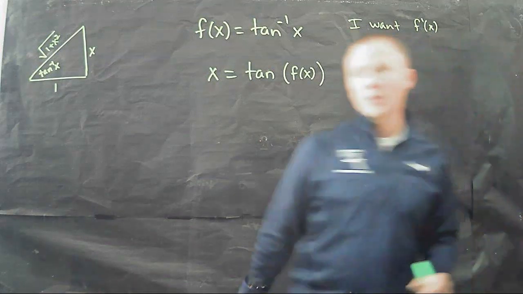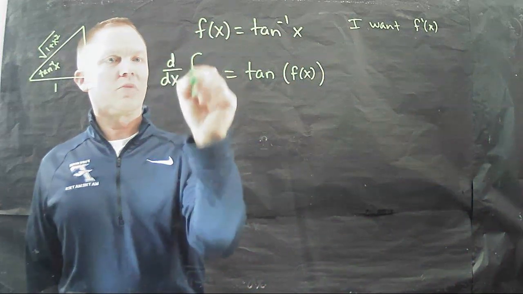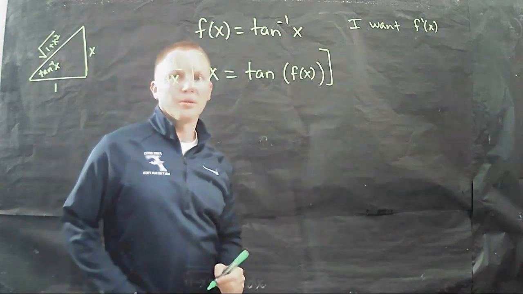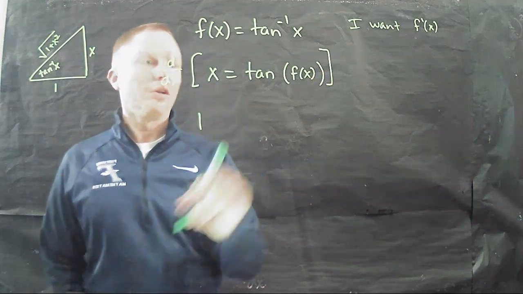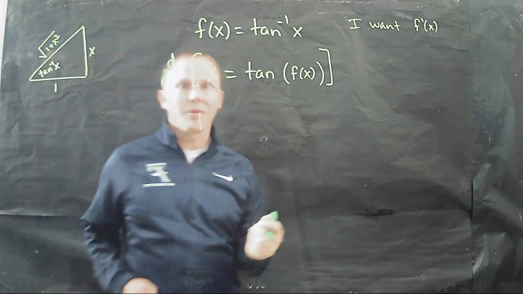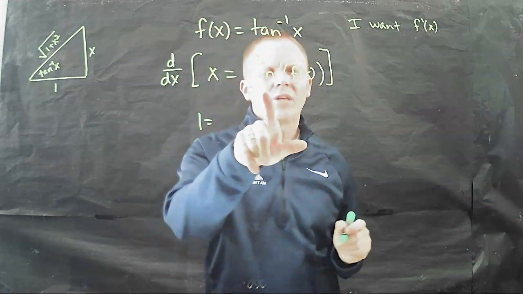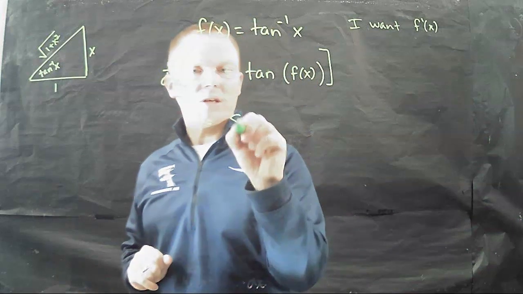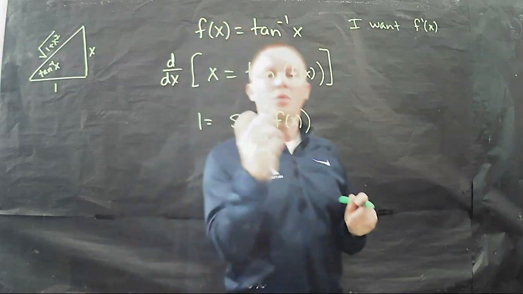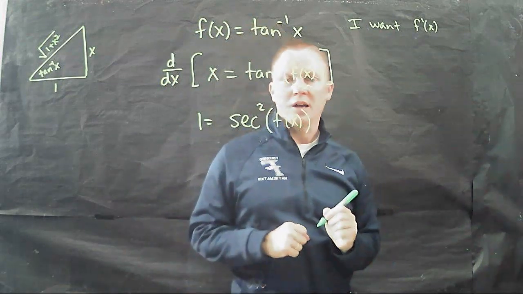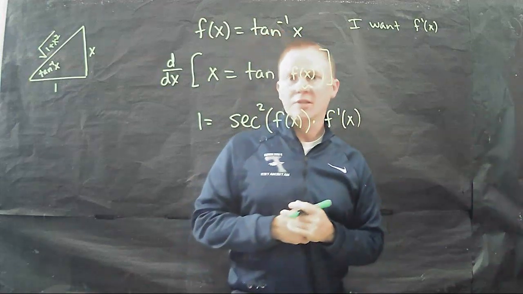So here we go. What's our next step? Once we've told the story another way, we differentiate this with respect to x. So we're taking the derivative of both sides with respect to x. So the derivative of the left side, 1. The derivative of the right side, okay? Here's where the chain rule is going to come in. So we've got to say, okay, what's the derivative of the tangent function? If you think back, the derivative of the tangent function is secant squared. So it's going to be secant squared of f of x. And then we're going to multiply by the derivative of the inside. And what's the derivative of the inside? How about we just call it f prime of x.